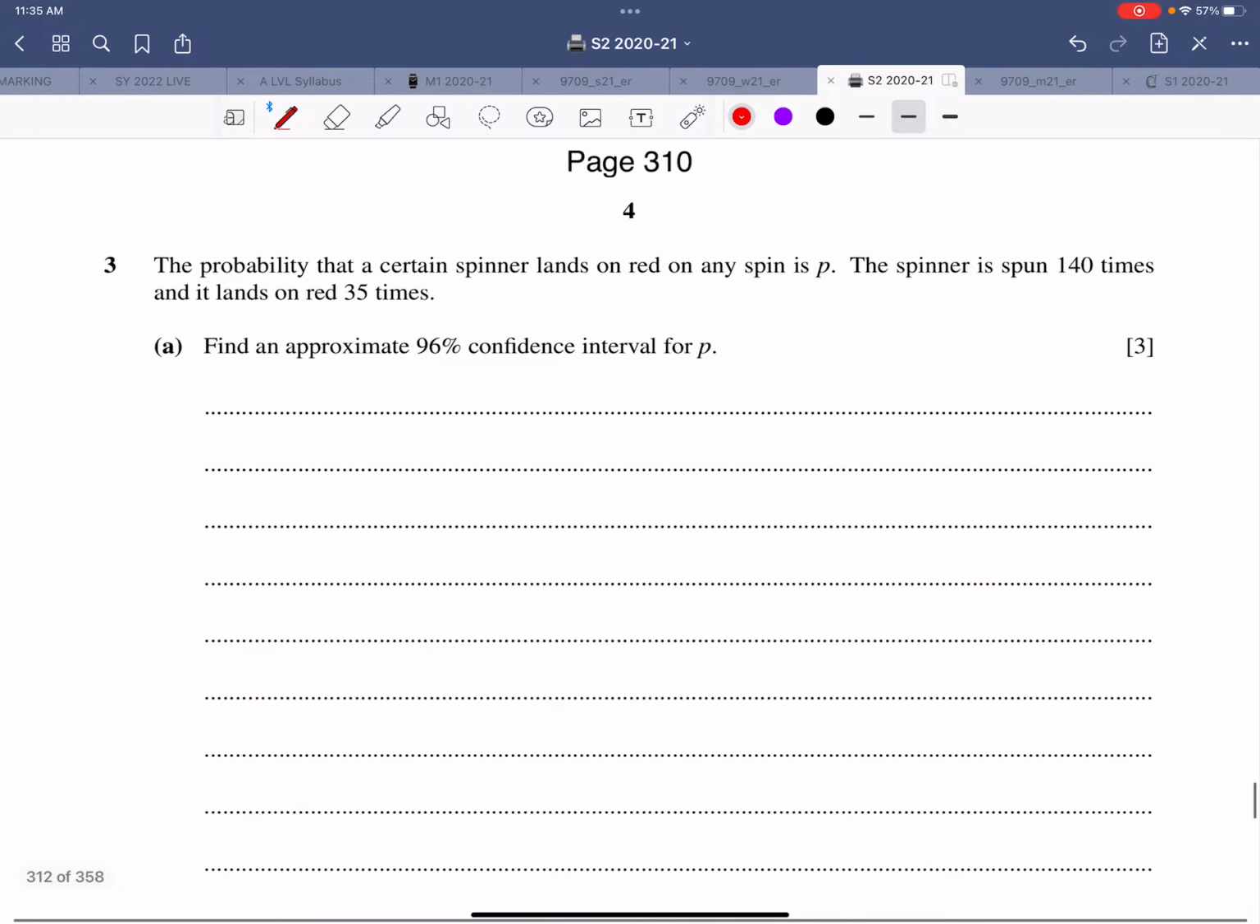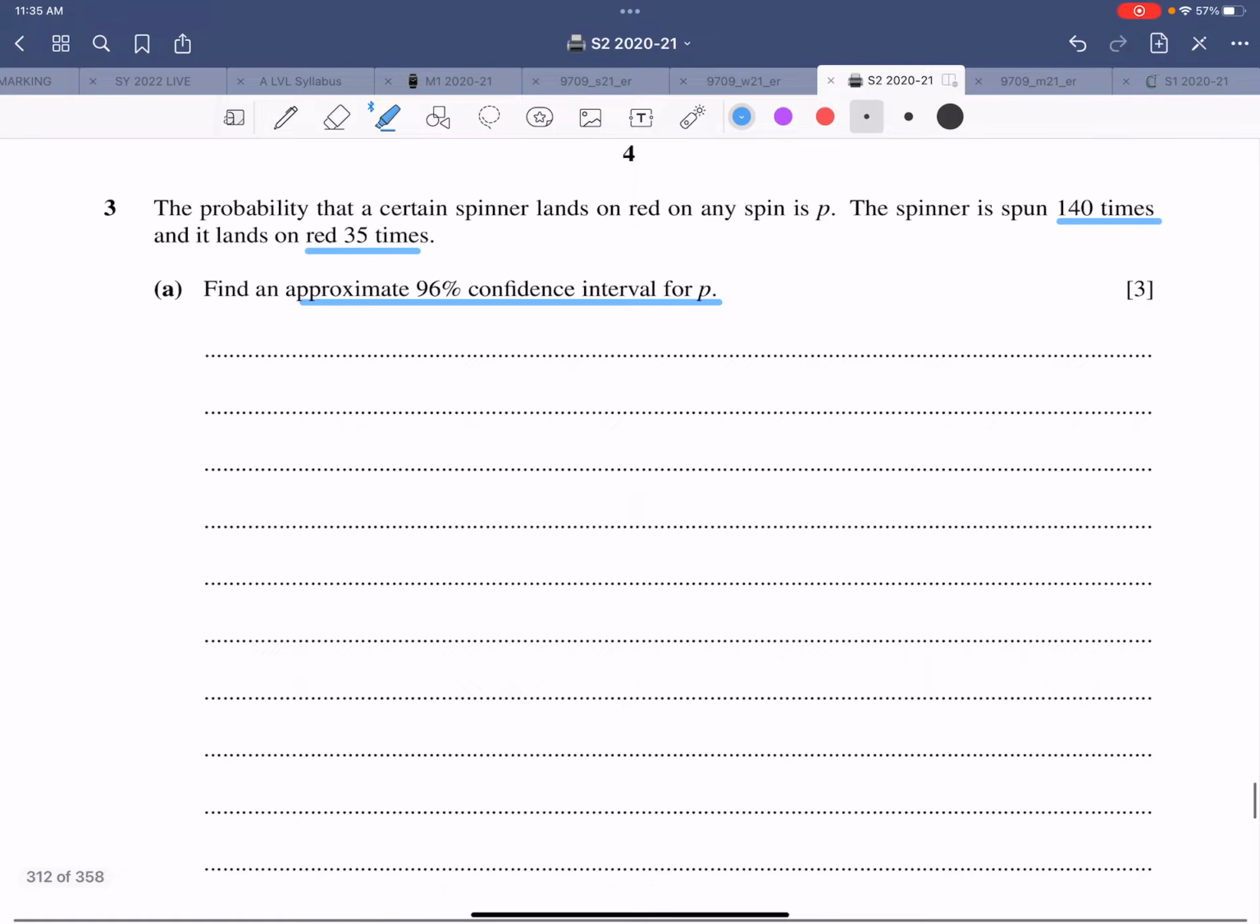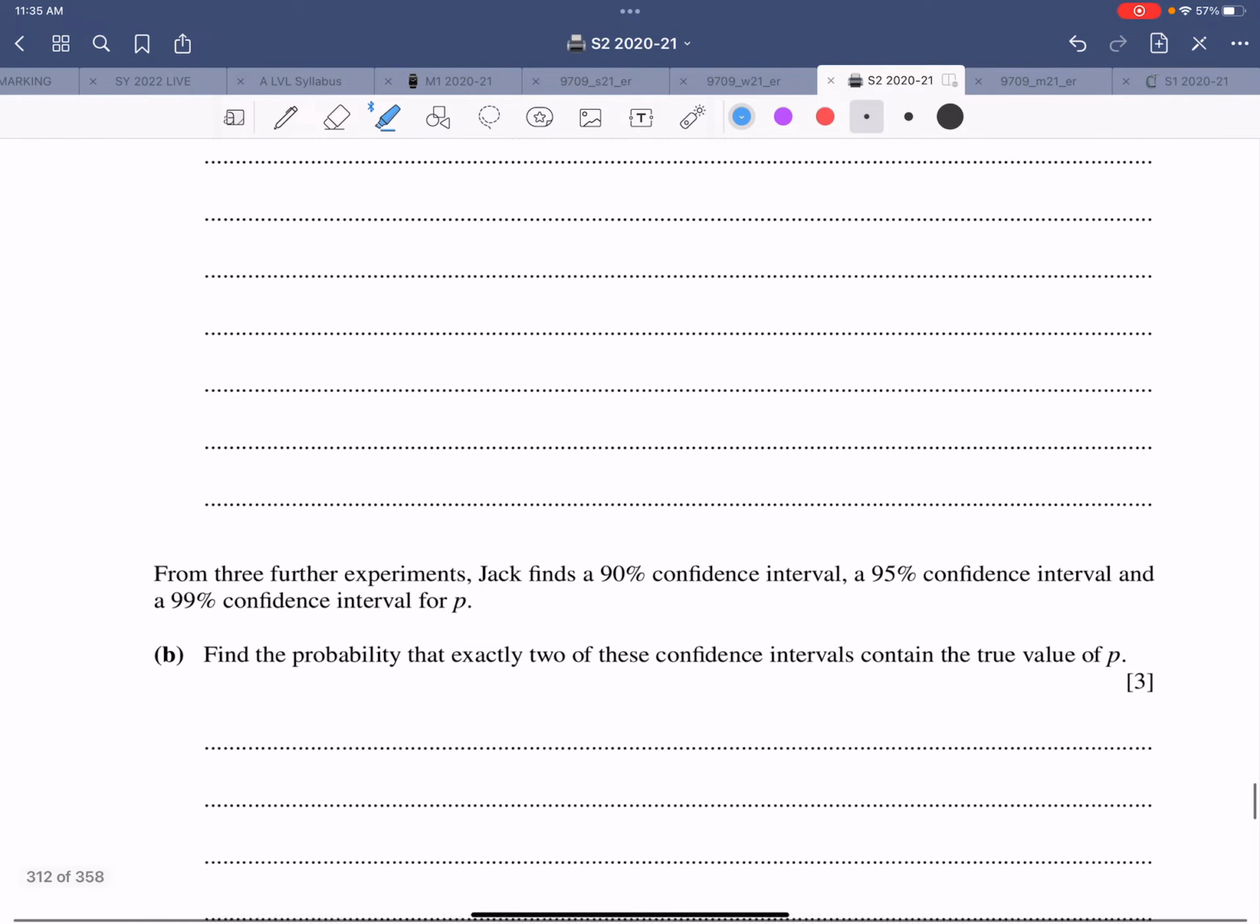Question number 3. The question says the probability that a certain spinner lands on red on any spin is P. The spinner is spun 140 times. It lands on red 35 times. Find an approximate 96% confidence interval for P. So this is the question about confidence interval for a population proportion.